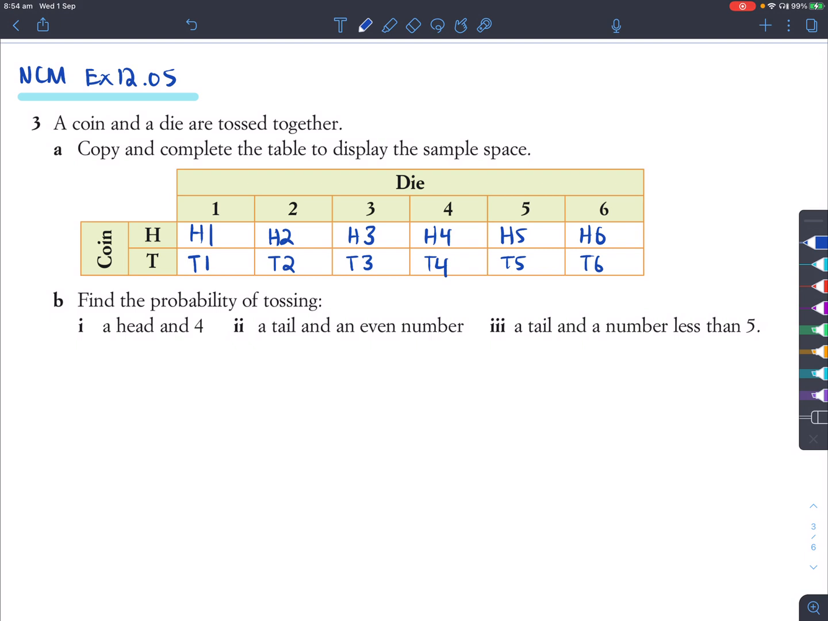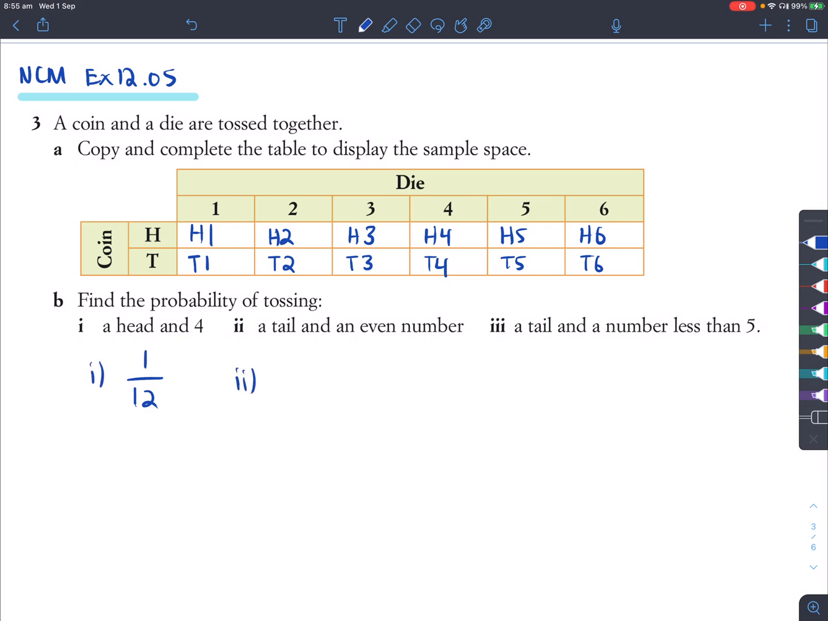Now find the probability of tossing a head and a 4. So if we want a head and a 4, that resembles this one, H4. And altogether, you've got 2 rows here and 6 columns. So 2 times 6 is 12. That gives you the total number of different pairs. So we've got basically 1 out of 12 for part A.